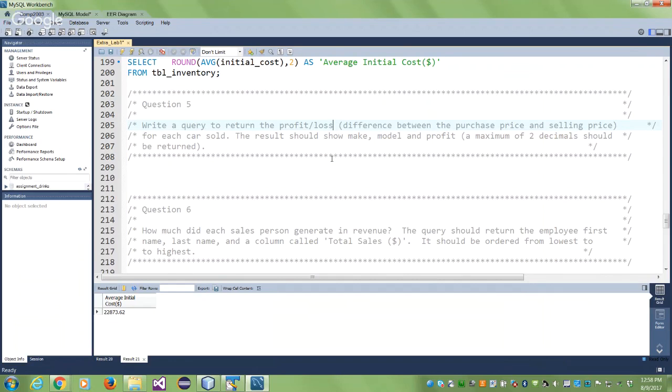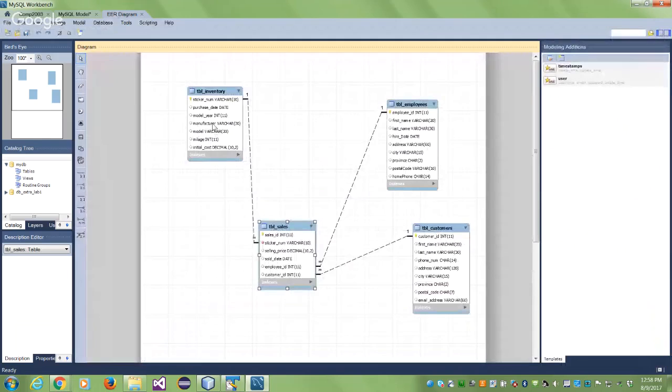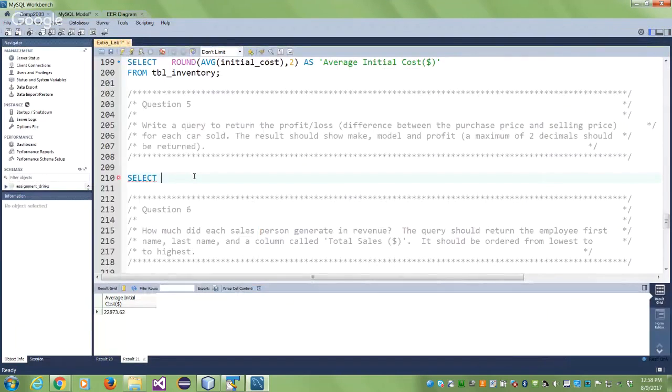Okay, so let's do it then. It says make, model, and profit. So these fields were called manufacturer, model is what I have now that I've changed things. Yeah, manufacturer and model. Okay, select manufacturer, comma model. There it is. Okay, and what is the third field?